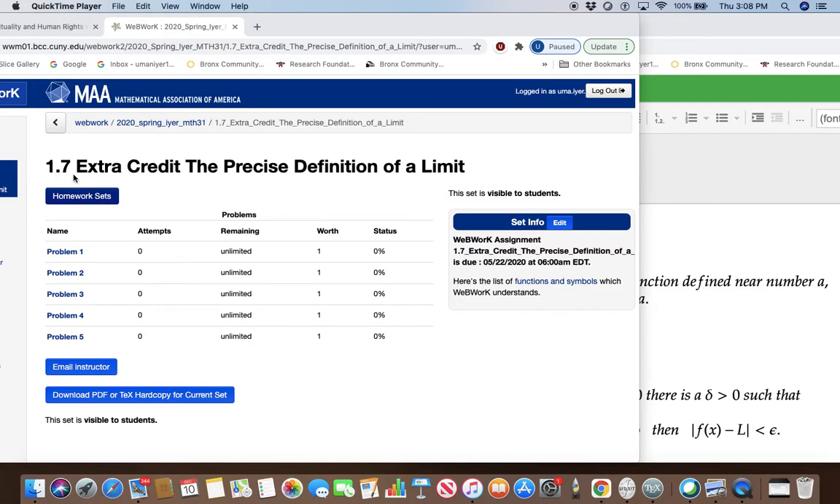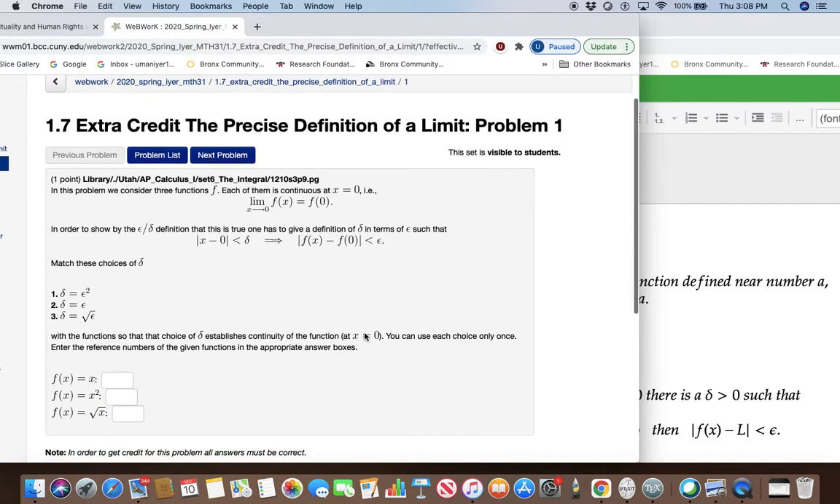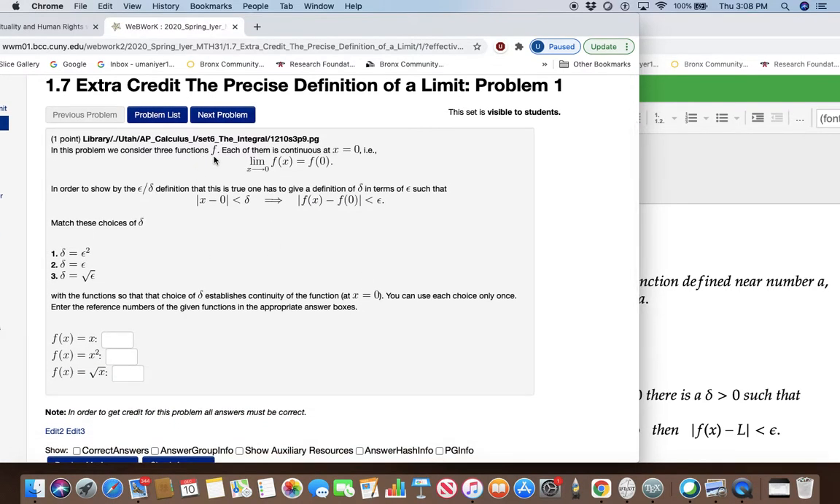We now go through some problems on section 1.7. Okay, the first question is about, we consider three functions f. Each one of them is continuous at x equals 0. That is, limit x approaching 0 of f(x) is f(0).